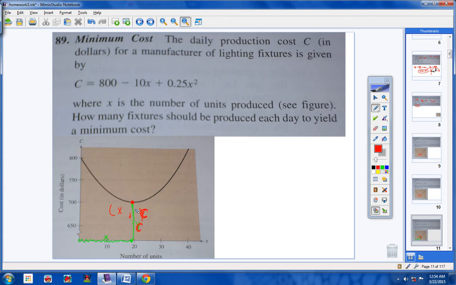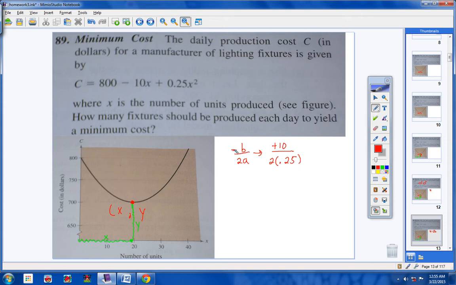So I'm looking for the vertex once again, guys. The vertex of a parabola. So there's my formula, negative b over 2a. Now remember, this would be your a. This would be your b, negative 10. So where b is, I'll put negative 10. And where a is, I'll put 0.25.